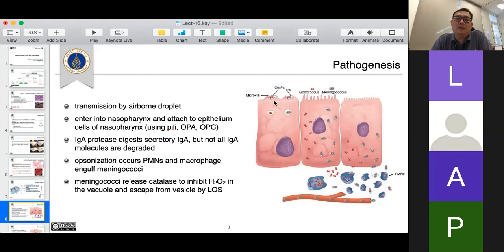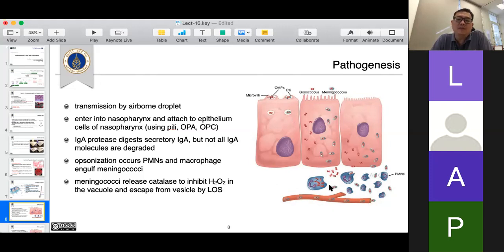They promote the epithelium cells to phagocytose them inside. Once they go inside the epithelium, they release toxin. The toxin lets the vesicle break down, and they pass through the Peyer's patch underneath the epithelium and go to the blood circulation.